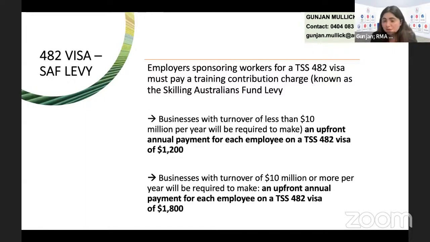If the business turnover is more than 10 million, then they need to pay 1,800 for each employee. So if the company is sponsoring you for 2 years on a 482 visa, and the turnover of the company is more than 10 million, then they need to pay 1,800 into 2 years. So each year they have to pay, depending on the turnover of the company.